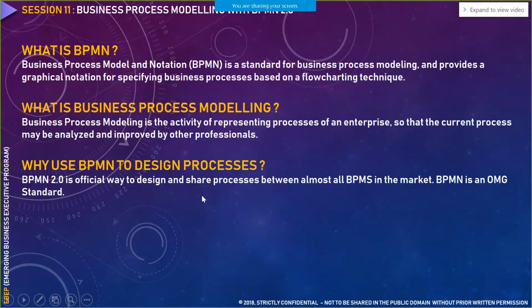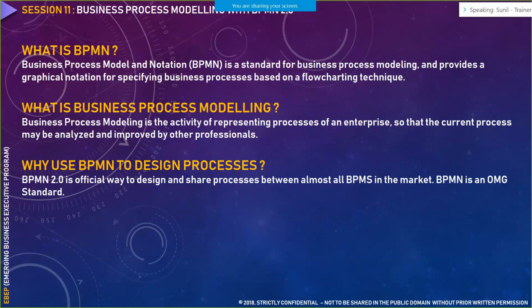Now, what is business process modeling notation? It's a standard for business process modeling, like we have UML 2.5. Similarly, your process modeling follows a certain standard. That particular standard is called BPMN, Business Process Modeling Notation, and currently it is in its 2.0 framework.